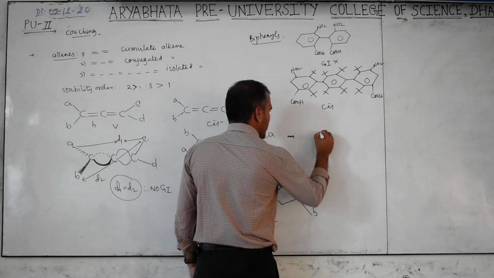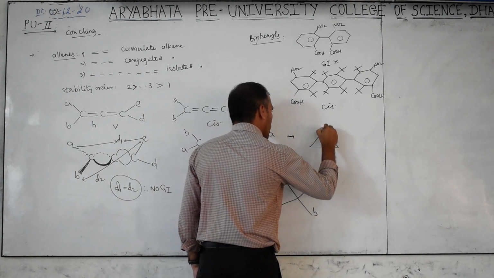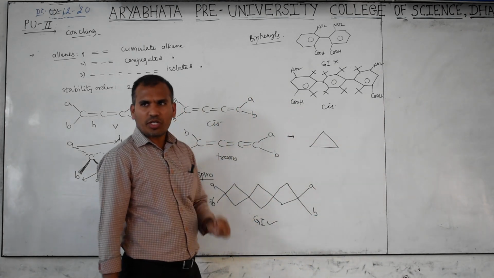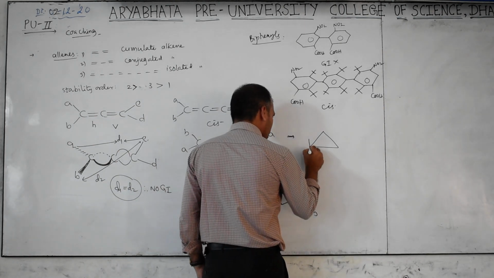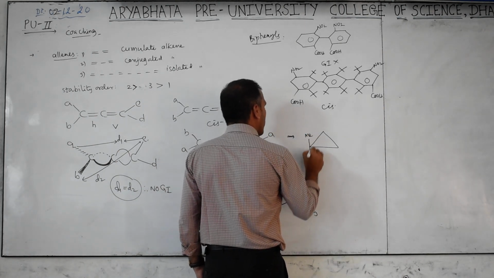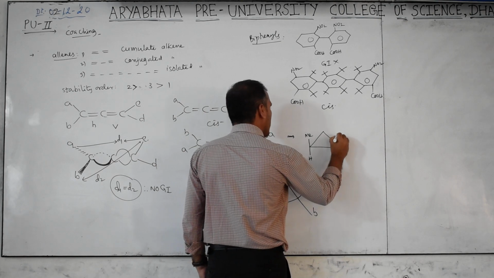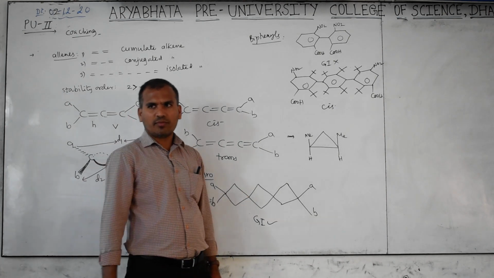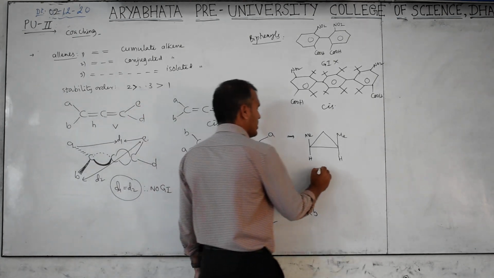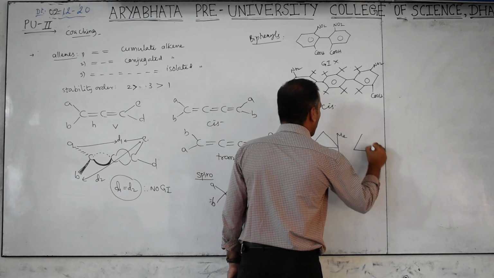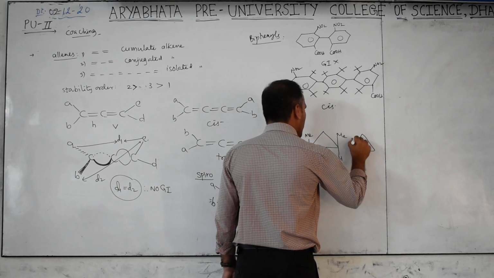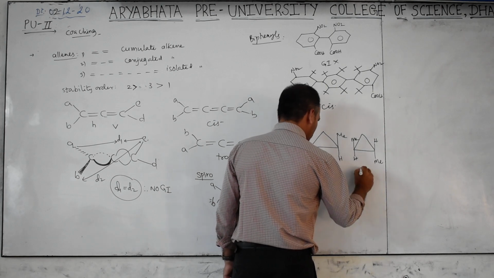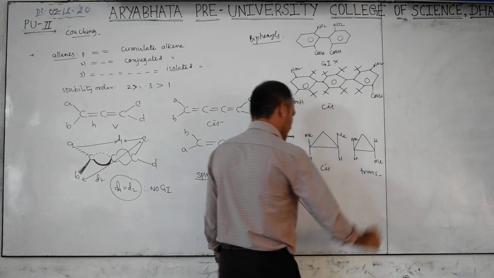Now take one cyclic compound. Because a cyclic compound also has restricted rotation. So now I am taking here: this is methyl, this is hydrogen, this is methyl, this is hydrogen. Which form is this, cis or trans? Cis form. Can you write the trans form? One side keep as it is, another side change. Then here H, here methyl. This is which one? Trans.